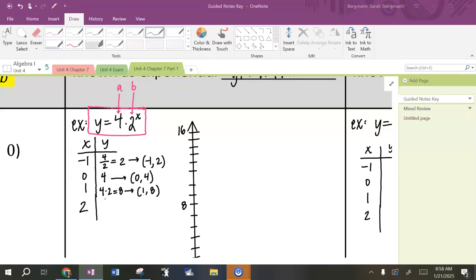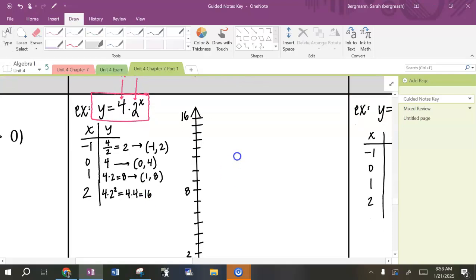So let's say you wanted to replace x with a 2. So you would have 4 times 2 squared. Remember, exponents come before multiplying. So you have to do 2 squared first, gets 4. So we have 4 times 4, which equals 16. So that's telling me that I have a point on my graph at x is 2, y is 16.